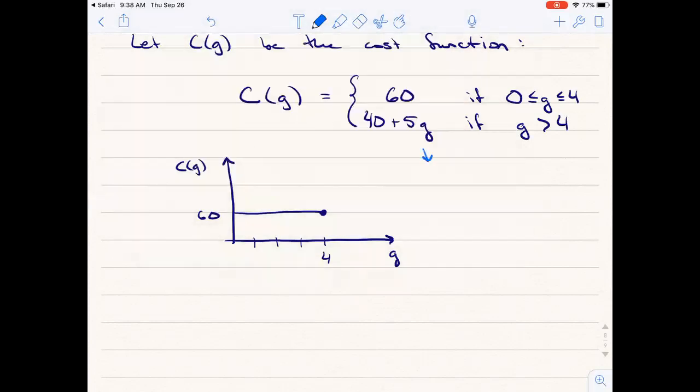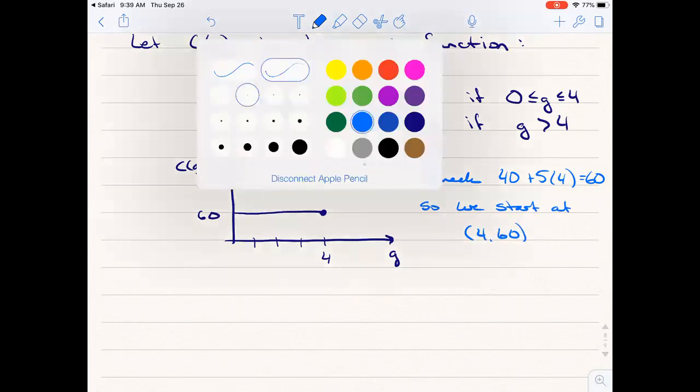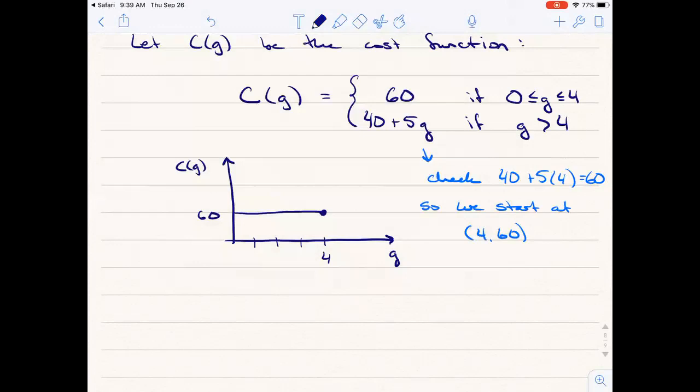So check: 40 plus 5 times 4 is 60. So we start at (4, 60), which is what we thought it was going to do, but we just want to double check.